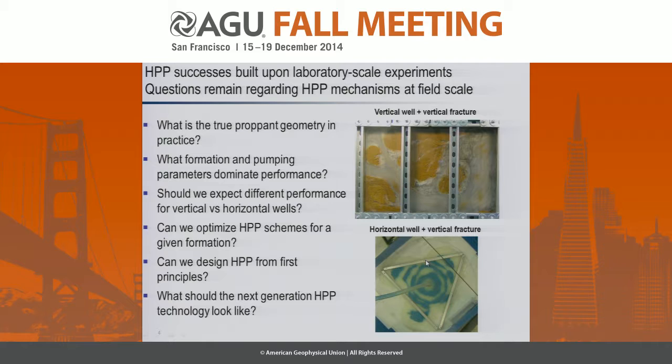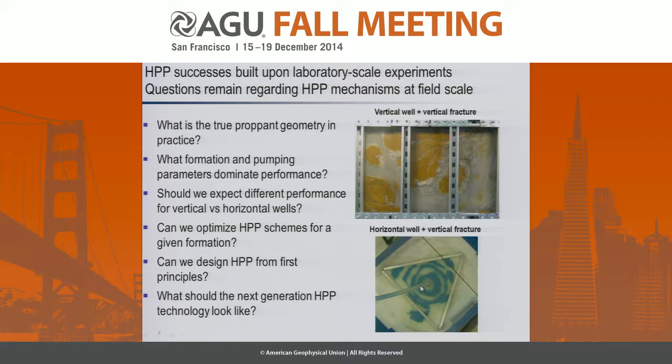Here I'm showing some results from the lab in Novosibirsk. This is an experiment that was intended to represent a vertical fracture geometry with a vertical well. In this kind of geometry, they were able to demonstrate in the lab that they could inject pillars of proppant at the left edge and propagate them laterally through this transparent model fracture, basically a Hele-Shaw cell.